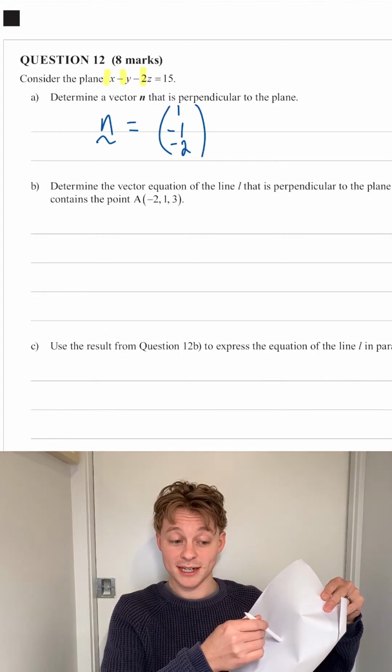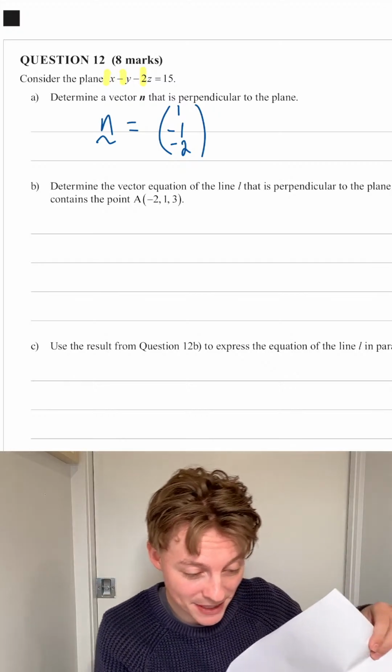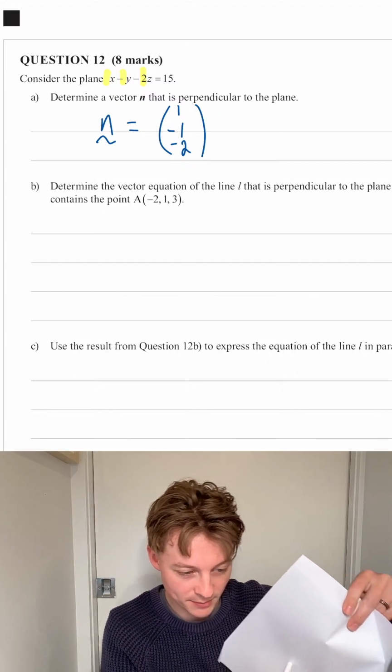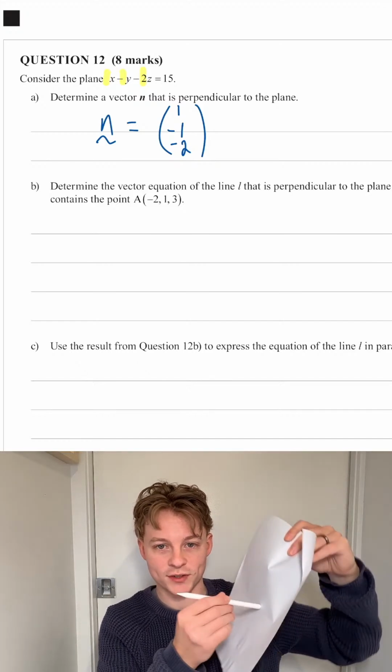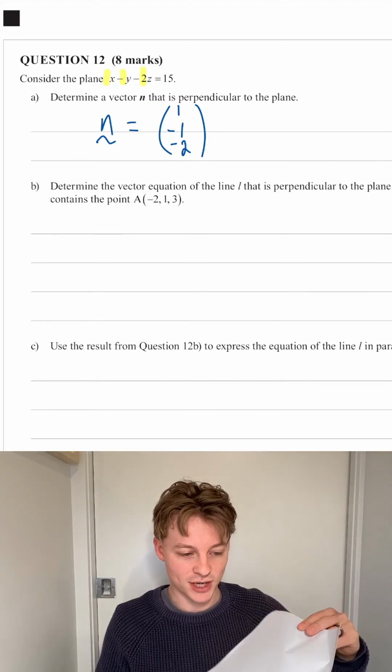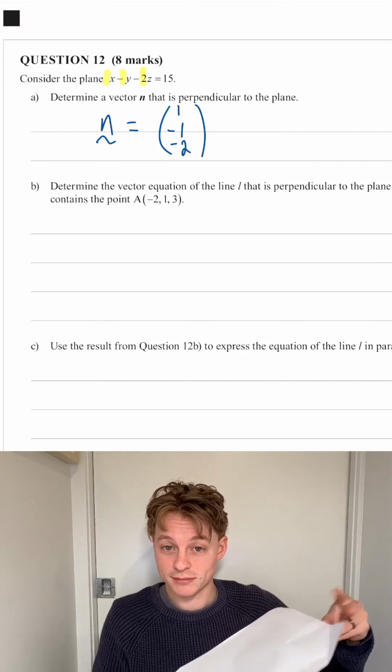Is this advanced or standard? This is specialist. This is extension 1 and 2 combined. Essentially, if you're in New South Wales, it's extension 1 and 2 combined. If you're in any of the other states of Australia, then you know it's specialist.